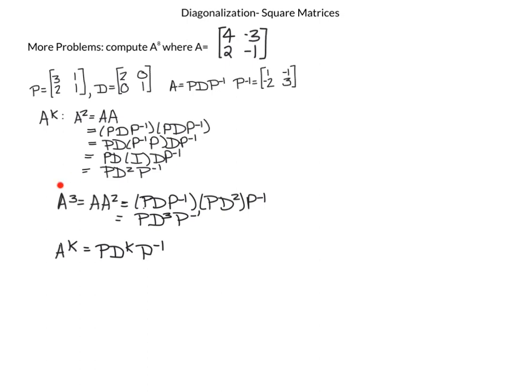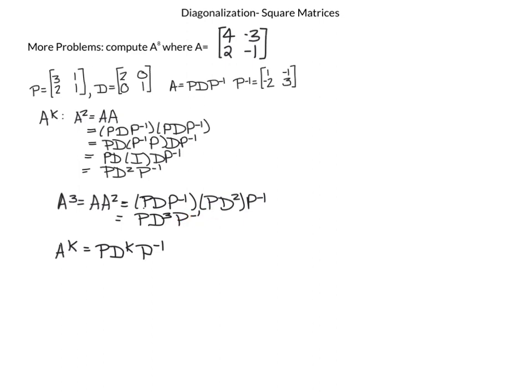I can continue and calculate A cubed. That's just A times A squared. So I substitute the P D P inverse for A, and then I substitute what I found for A squared, which is P D squared P inverse. But now, again, I can associate the P inverse with P, and that just becomes I. So I have now P times D squared times D, which is D cubed, times P inverse.